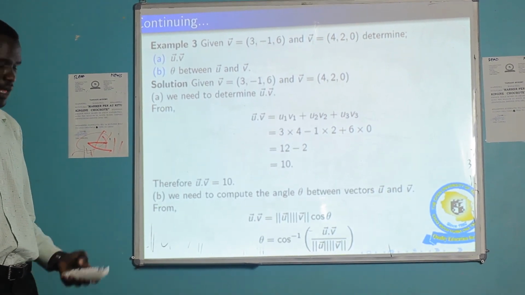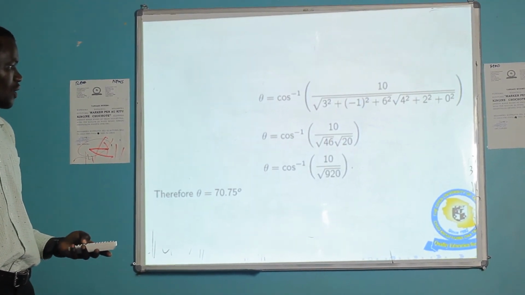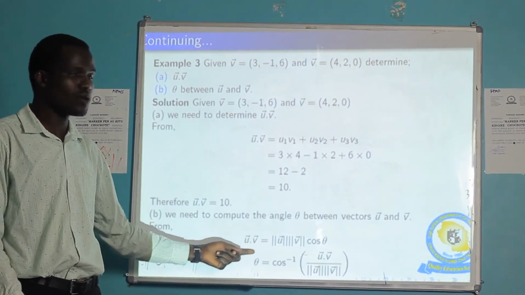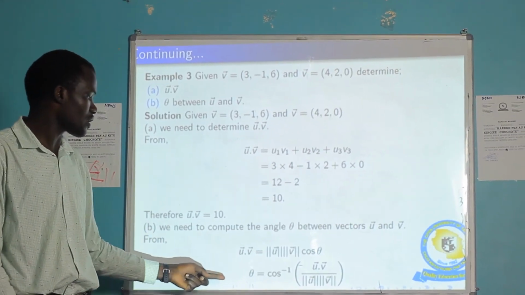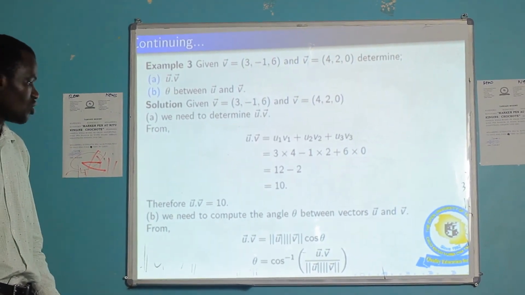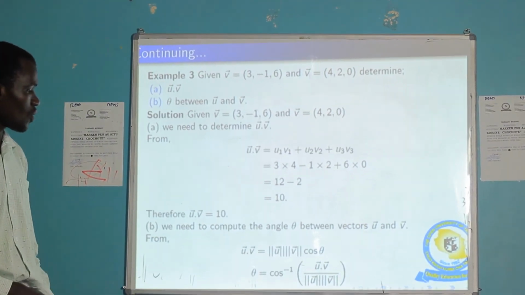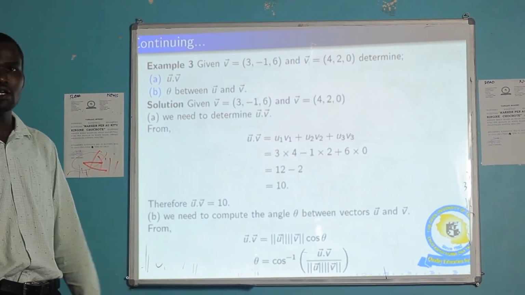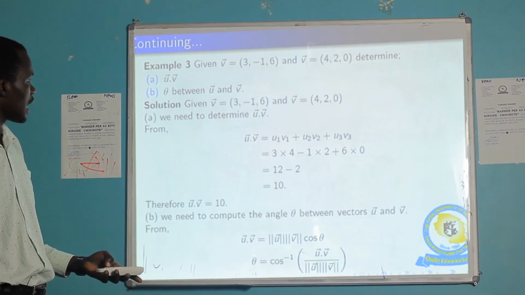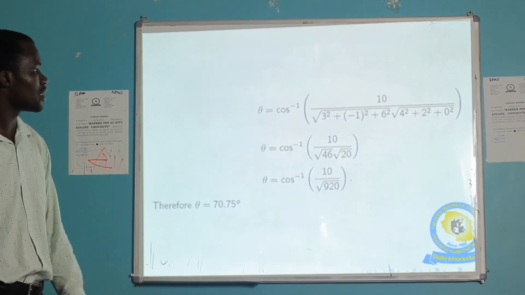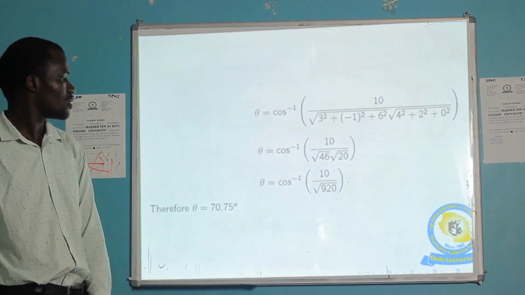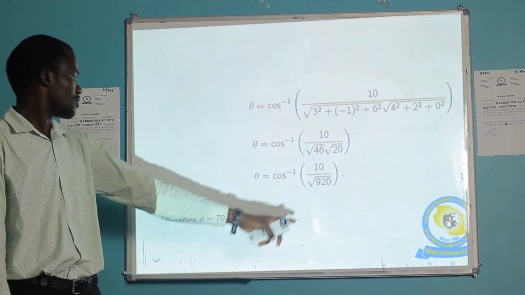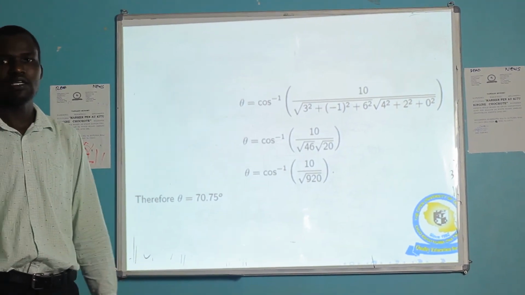Now you can be asked to find the angle between the vectors. If you now know how to find the dot product without having an angle between the vectors, and we know how to find the norms, you just find the angle as the cosine inverse of the dot product of the 2 vectors over the product of their norms. From the given example, we get cos inverse of this one, the dot product over the product of the norms of the vectors. Now the angle is 70.